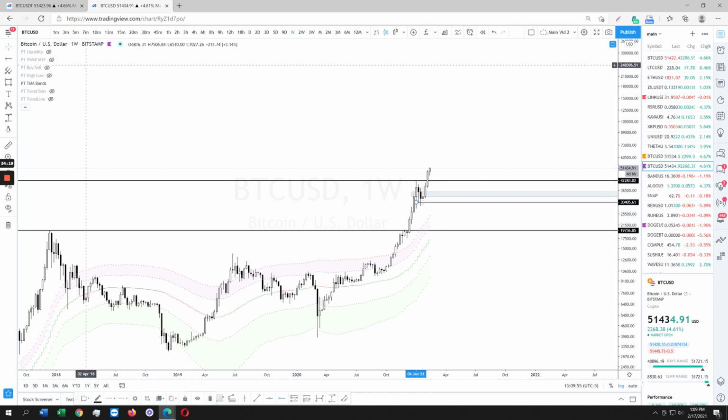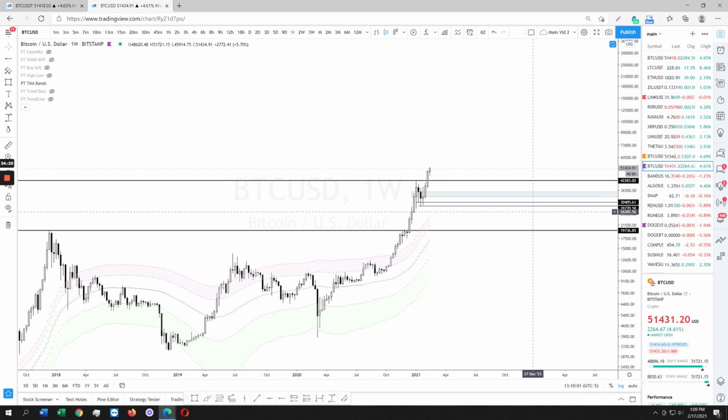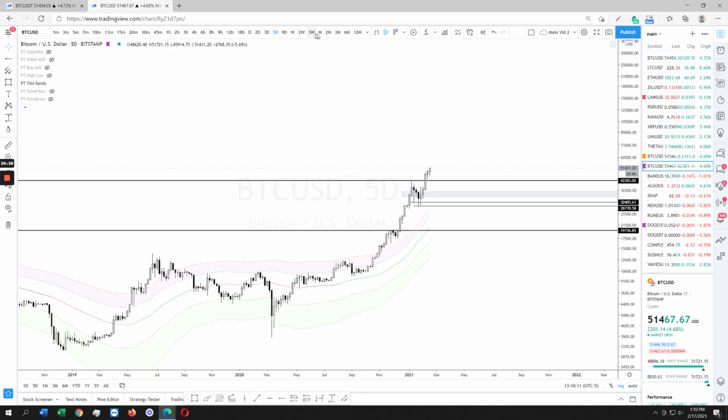1, 2, 28,000 to 30,000. Is this gonna happen? Nah, dude. I'm not for it. I think that's a very low probability that takes place, right? The monthly looks bullish as fuck.